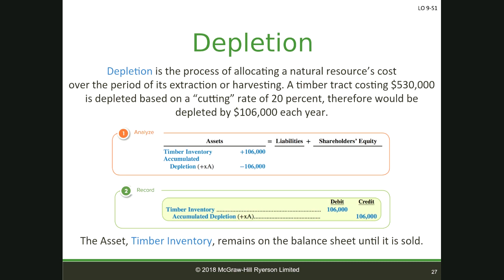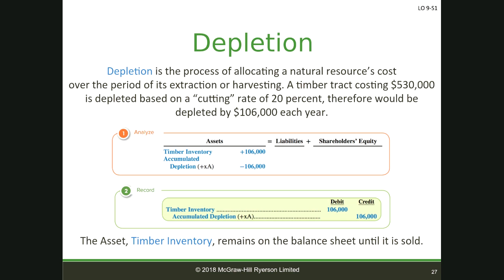So when we would depreciate an asset, our journal entry was what? Debit depreciation expense, credit accumulated depreciation. But when we deplete an asset, our journal entry is different. We credit accumulated depletion, right? Because we're going to keep adding in that account how much we're getting out of the forest each year.